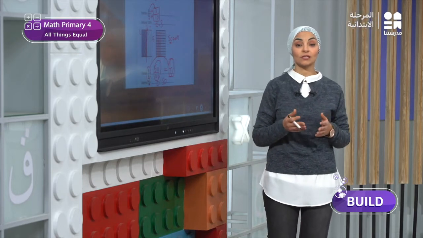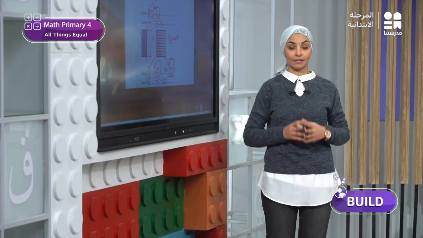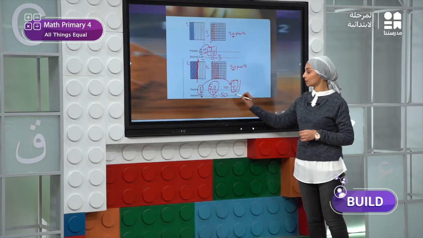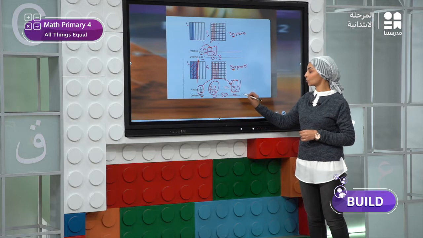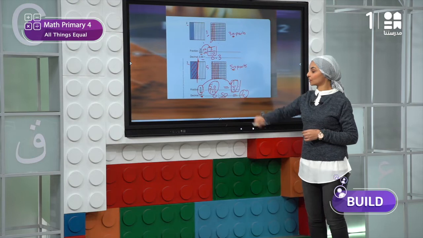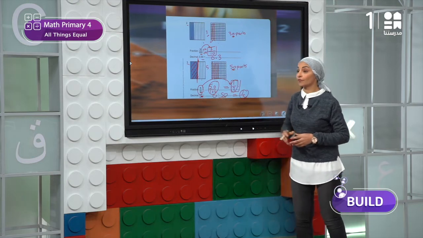Because 5 tenths is actually equal to 5 over 10, and it is equal to 50 hundredths. And here I can write it equals half, because half equals 50 hundredths and equals 5 tenths.